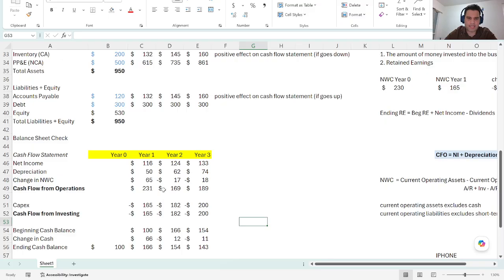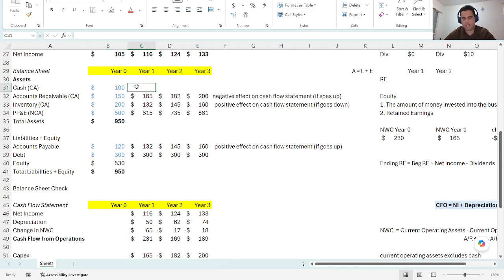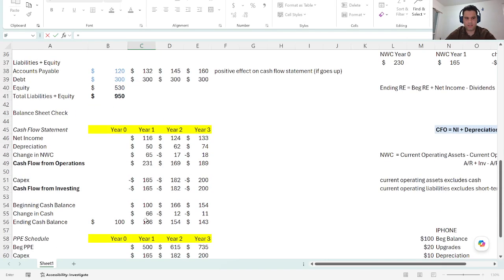As you can see here, our cash flow from operations, which is from our day-to-day activities, is 169, 189. However, the cash flow from investing is negative 182, negative 200. So we're spending more money than we're making through our operations, which could be a negative signal. This is an important consideration when you're doing financial statement analysis. You need to make sure that we're generating sufficient cash from operations to be able to pay for our investing activities. Now that we have our ending cash balance, we can link it directly to our cash on our balance sheet.